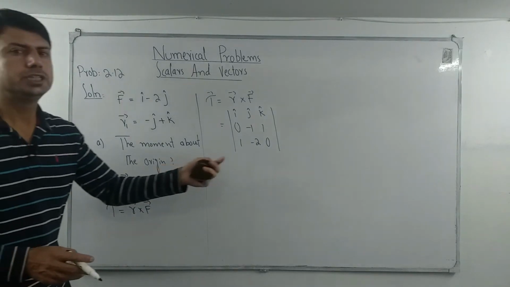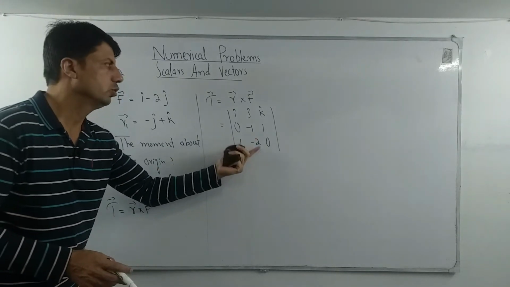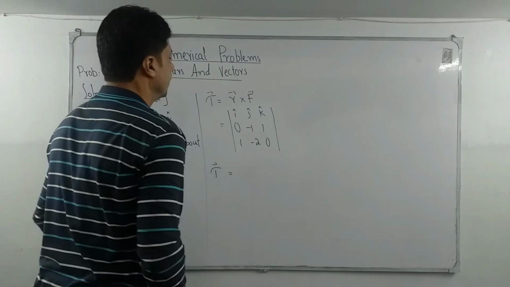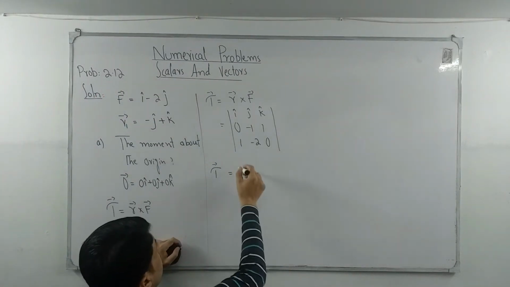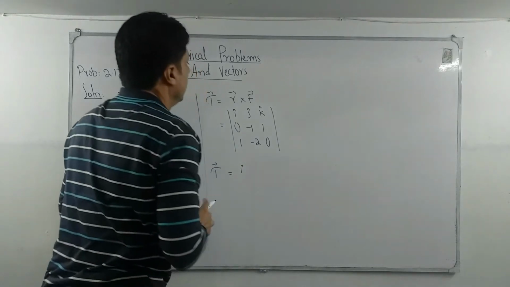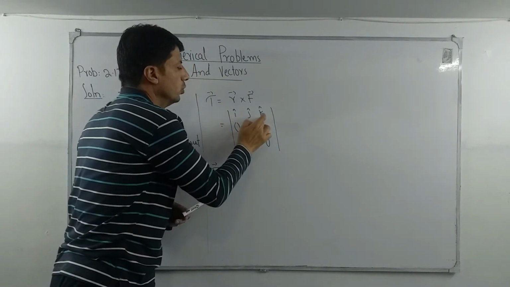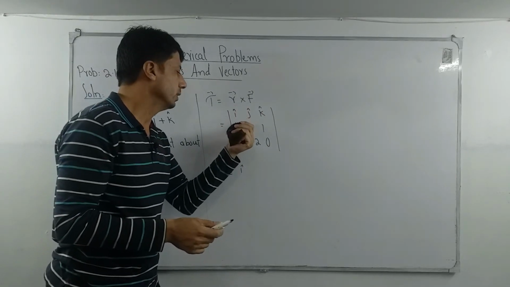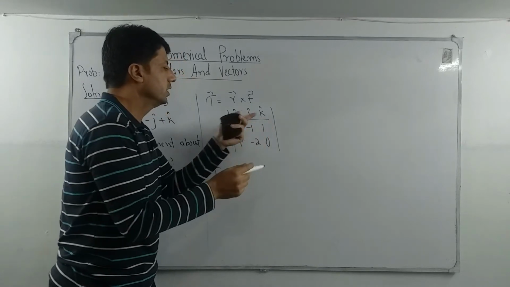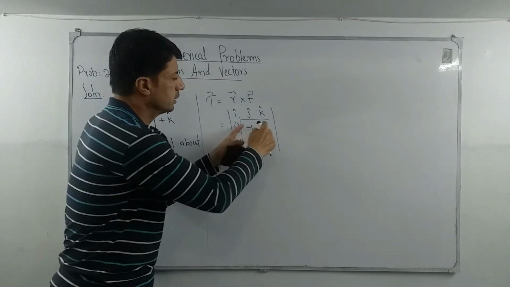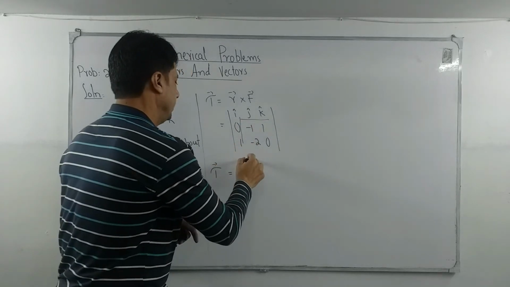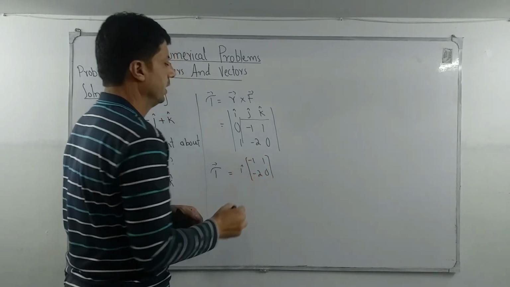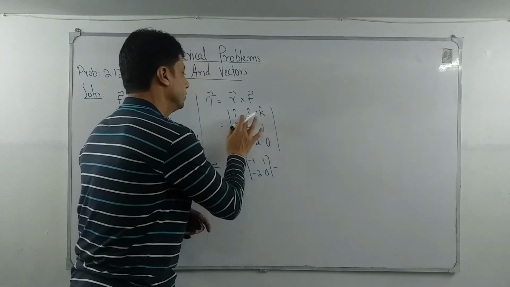And now we will use the determinant method to find R cross F, the torque. For i, we delete the row and the column of which i is a part. This row and this column will be deleted, and we get this matrix: minus 1 and 1, minus 2 and 0. Here is minus. Now remove this one.